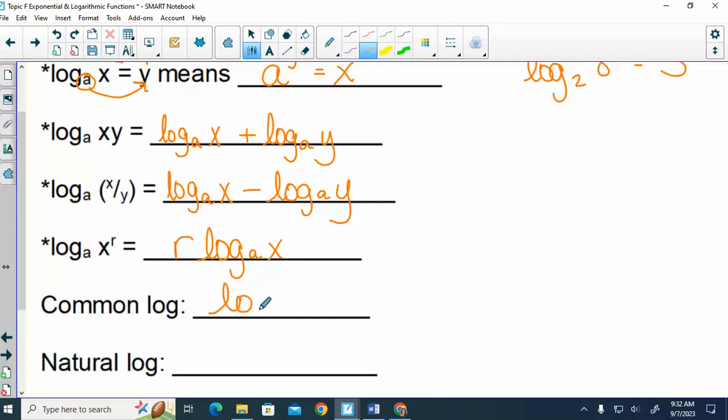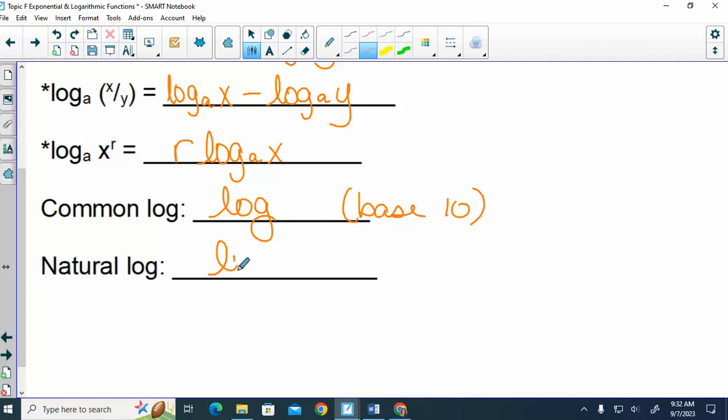Common log, if you hear me say that, you'll just see the word log. That is a base of 10. So anytime you see log without a base, the base is assumed to be 10. Natural log, that's the ln. That one has a base of e. So on those two forms, the base isn't written. It's assumed that you know what they are. All right. So let's graph a couple of these.